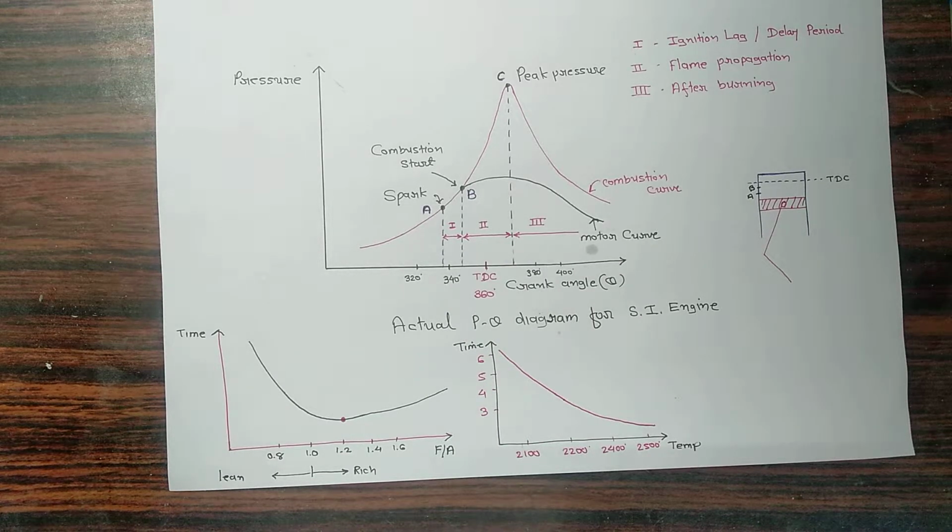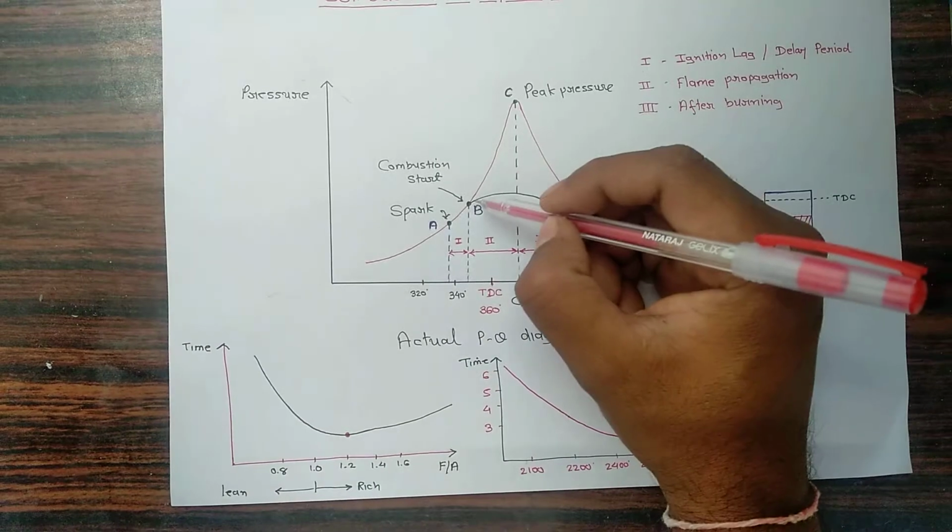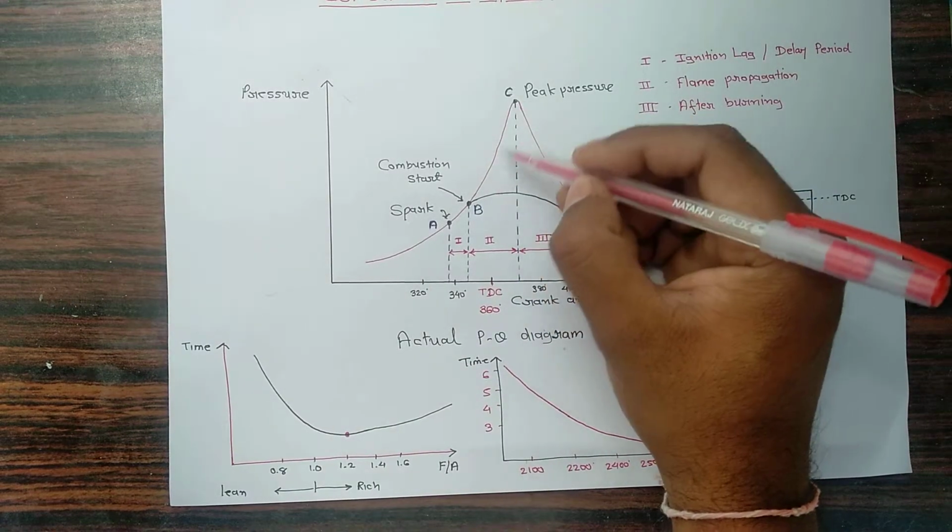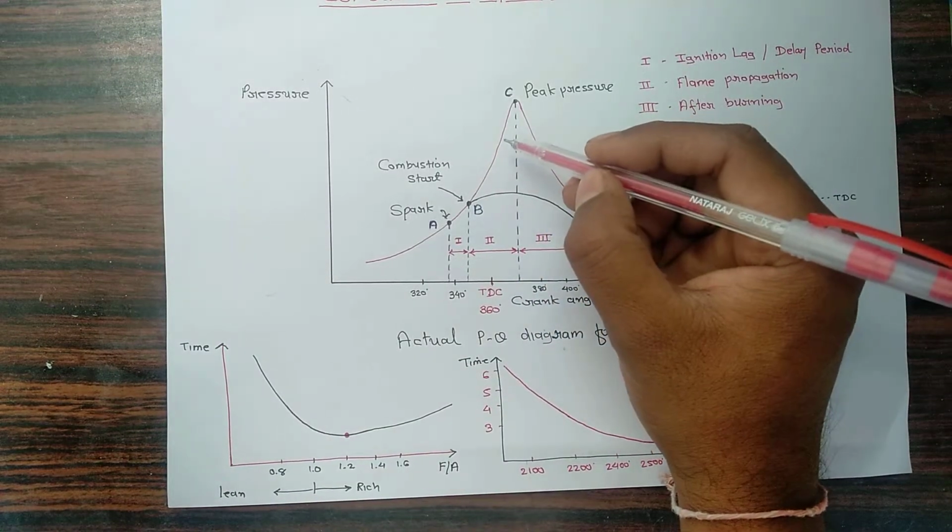The time required for this phase depends mainly on the intensity of the turbulence. If we provide turbulence, then it requires less time. So the time required for achieving the maximum pressure depends mainly on the turbulence.